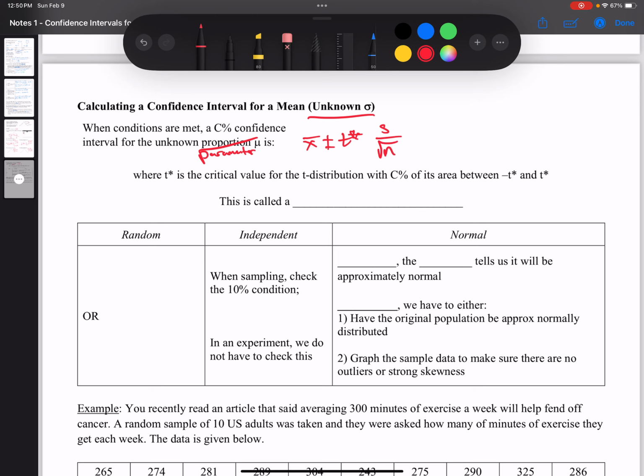Okay, so notice the only things that changed, we got a t star, and we have our sample standard deviation. Those two things changed from our initial formula we talked about in the first video. Where t star is a critical value for the t distribution with a C% of its area between negative t star and positive t star, this is called a one sample t interval for mu.